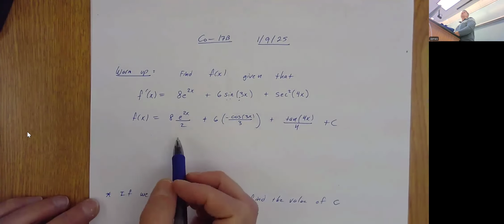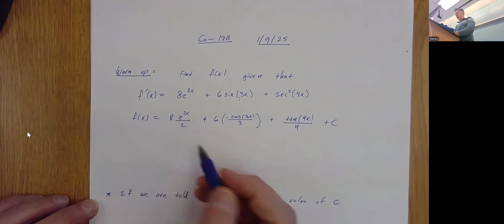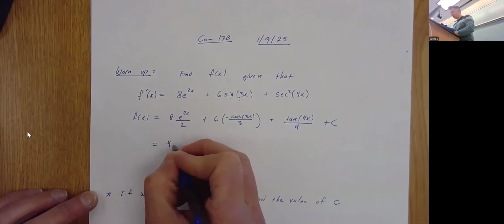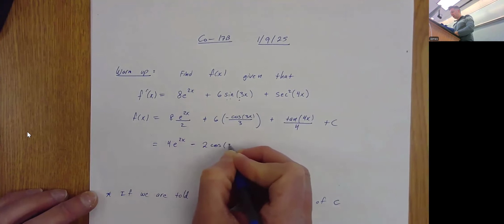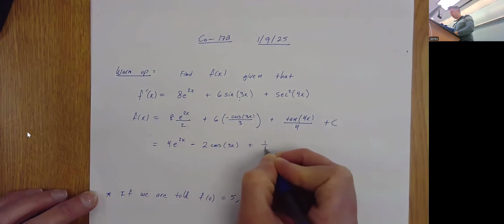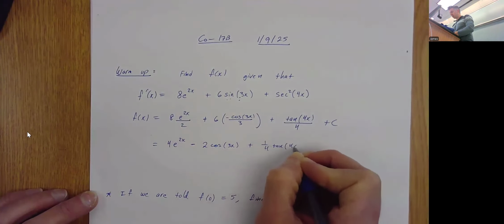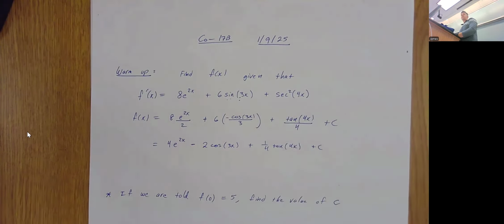To me, this looks absolutely terrible, so I would simplify this as 4 e to the 2x minus 2 cosine of 3x plus 1/4 tangent of 4x plus c. This is a very, very common thing that happens: if the derivative via the chain rule would make you multiply by a constant, the antiderivative makes you divide by that same constant. Questions about that?